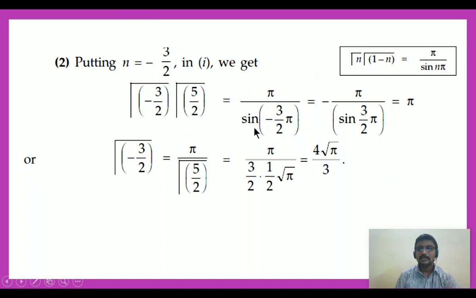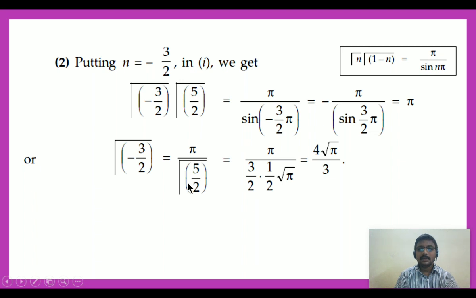Minus 3 by 2. So sine of minus 3 by 2 pi. But sine of minus theta is minus sine theta. That is minus pi by sine 3 pi by 2. But sine 3 pi by 2 is minus 1. So clearly minus minus get cancelled, that is pi. So the value of Gamma(minus 3 by 2) into Gamma(5 by 2) is pi. Let Gamma(5 by 2) go to the right hand side, then Gamma(5 by 2) will be divided with pi. So Gamma(minus 3 by 2) is pi by Gamma(5 by 2).